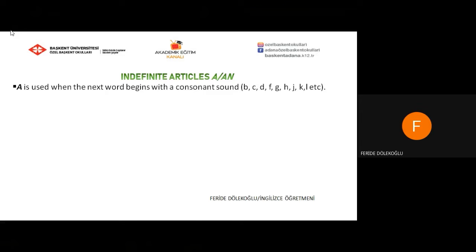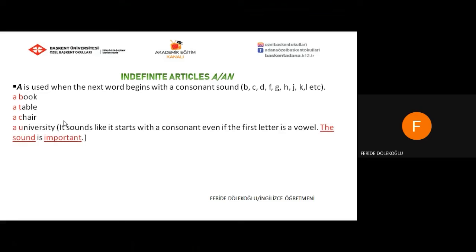A is used when the next word begins with a consonant sound. For example, a book, a table, a chair. As you see here, the words start with a consonant sound like B, T, or C. A university. Now, the word starts with a vowel, but we use a. It sounds like it starts with a consonant, even if the first letter is a vowel. So here, the sound is important. You have to listen carefully how the word is pronounced. Pronunciation is very important. That's why we use a before university. We never say an university, we say a university.